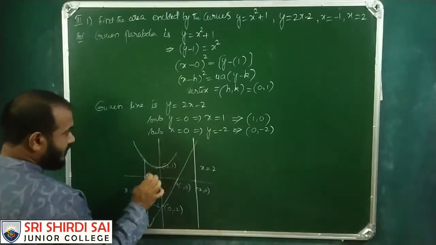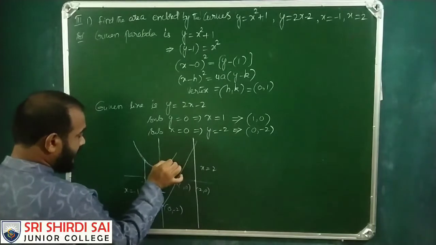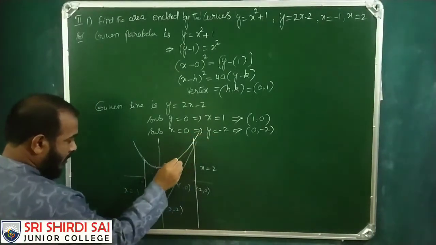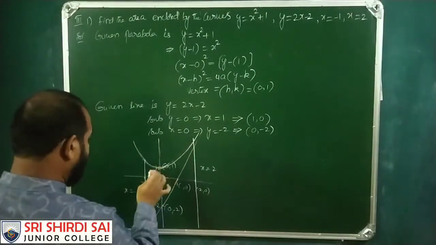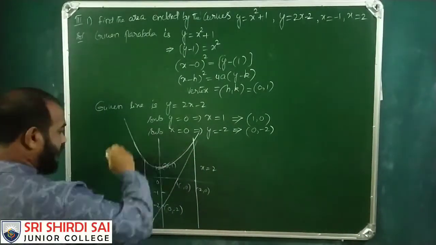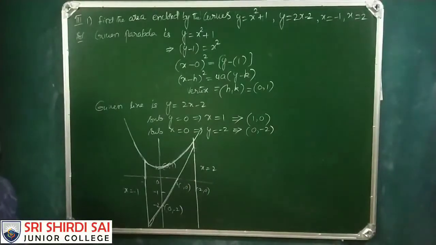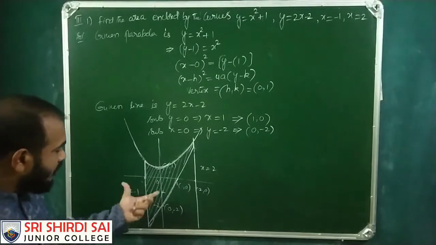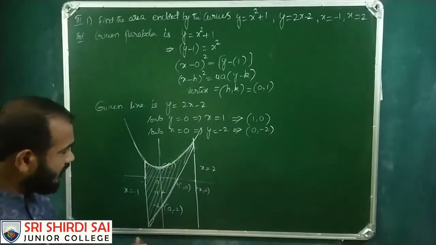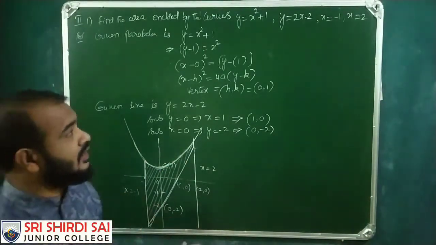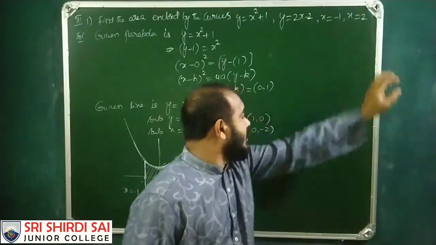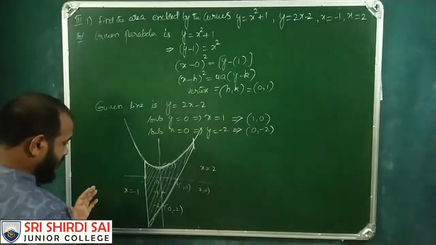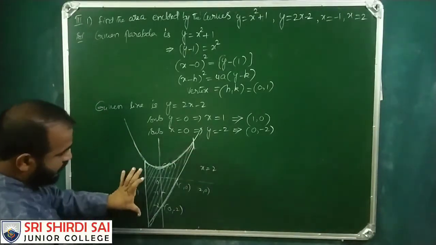Now listen. If you extend this, this is the parabola, and if you extend this, this is the parabola. So here we can see that both curves, the parabola and the straight line, never intersect, but we want the area of the region bounded by minus 1 and 2. So this area is what we need to get. That means this area, from minus 1 to 2.